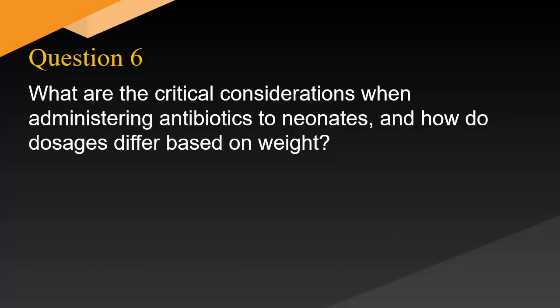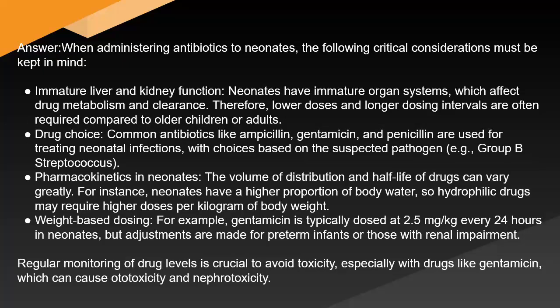What are the critical considerations when administering antibiotics to neonates, and how do dosages differ based on weight? Answer. When administering antibiotics to neonates, the following critical considerations must be kept in mind: immature liver and kidney function. Neonates have immature organ systems which affect drug metabolism and clearance. Therefore, lower doses and longer dosing intervals are often required compared to older children or adults. Drug choice. Common antibiotics like ampicillin, gentamicin, and penicillin are used for treating neonatal infections, with choices based on the suspected pathogen, e.g., Group B Streptococcus.